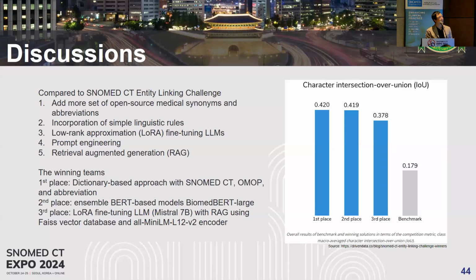So here is a little comparison with a competition earlier this year called the SNOMED CT Entity Linking Challenge, which adopted a lot of what we are trying to do. First, they have a lot more synonyms, not just from SNOMED CT. They included some of the OMOP terms, and also did fine-tuning of LLMs, and they used RAG just like we did. And the winning team used a dictionary-based approach. They didn't use an LLM at all.